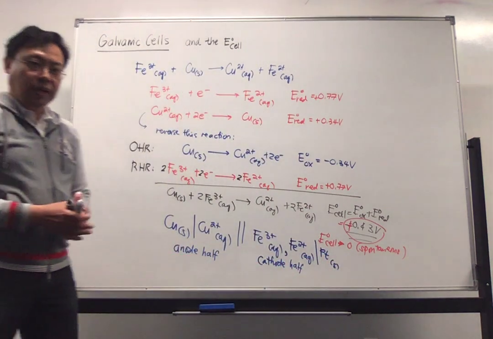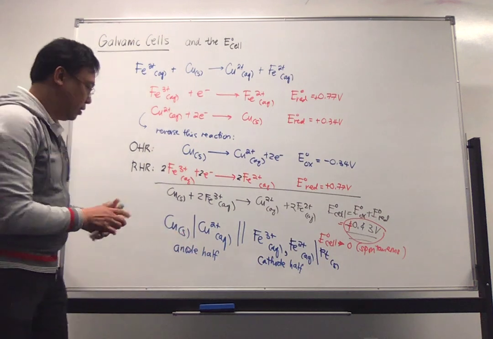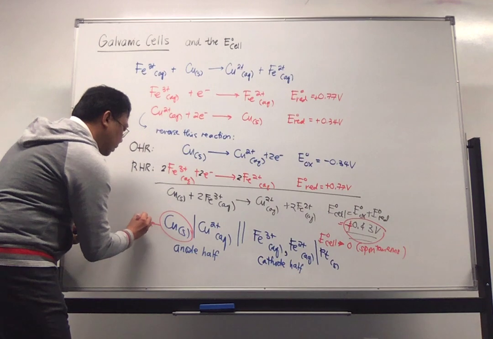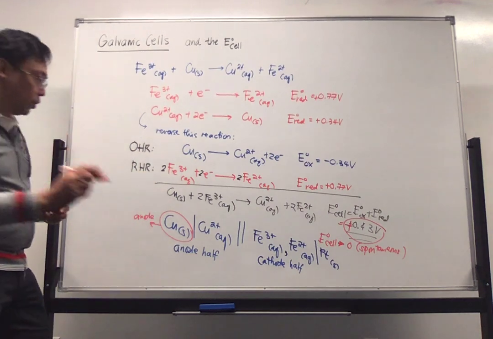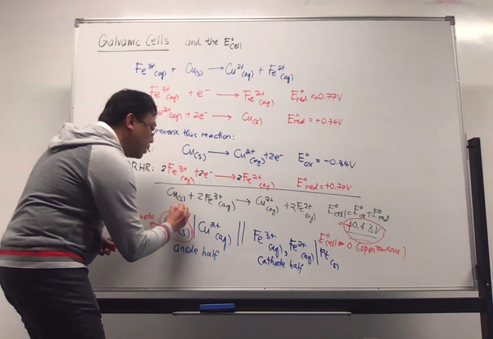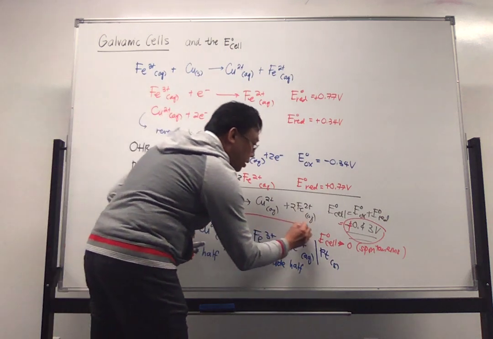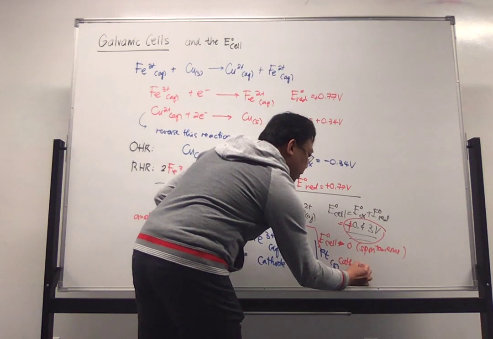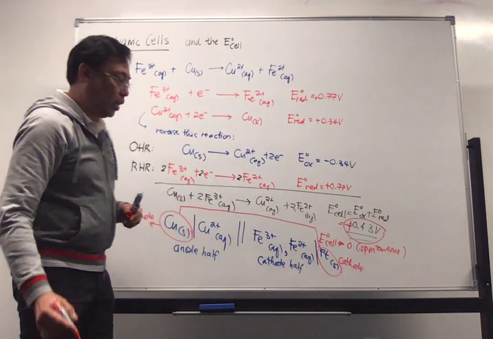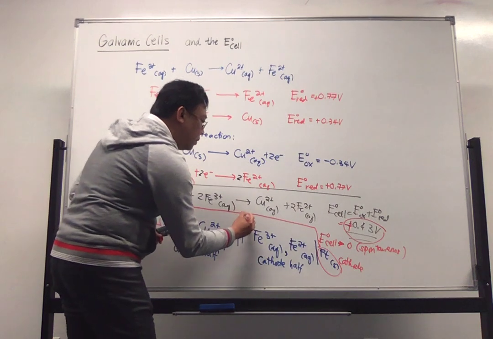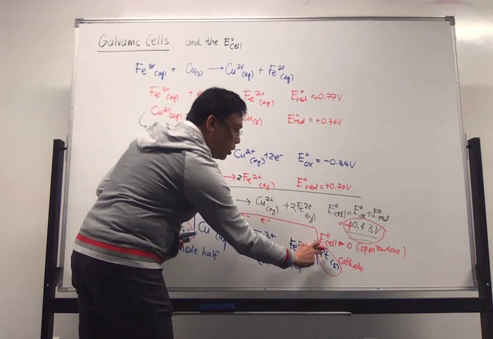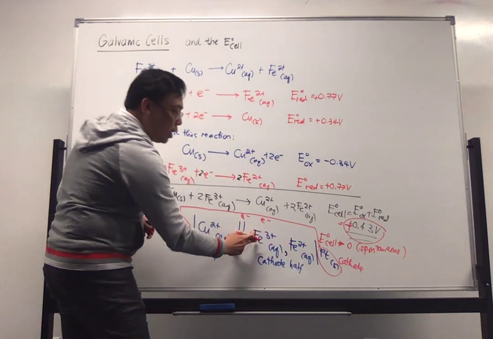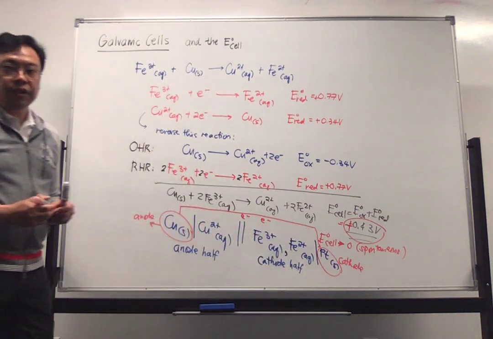So if you were asked, which one is the anode? Your copper is your anode, right? So it's the source of your electron. The electron will travel through an external circuit. It will be connecting to your cathode. Your cathode here is the platinum, right? So the electrons will travel and will be caught on by your substances here. Ferric ion getting reduced to ferrous ion.